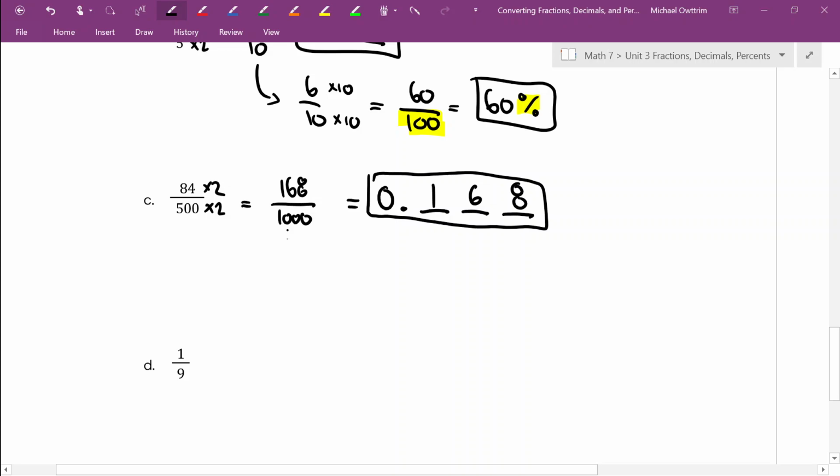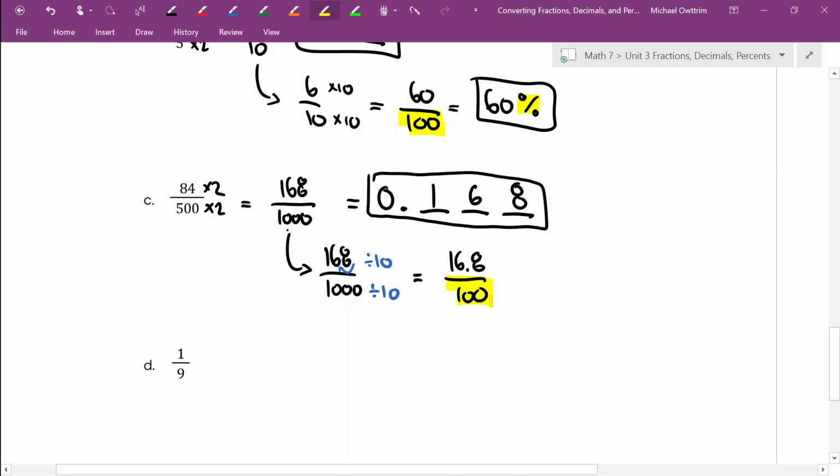For my percent, I want to get 100 on the bottom, or I can use my decimal. I'm going to choose to get 100 on the bottom. And to get that 100 on the bottom, I'm going to need to divide my fraction top and bottom by 10. Remember, when you divide your number by 10, it just moves the dot once to the left. So this will be my 16.8 out of 100.